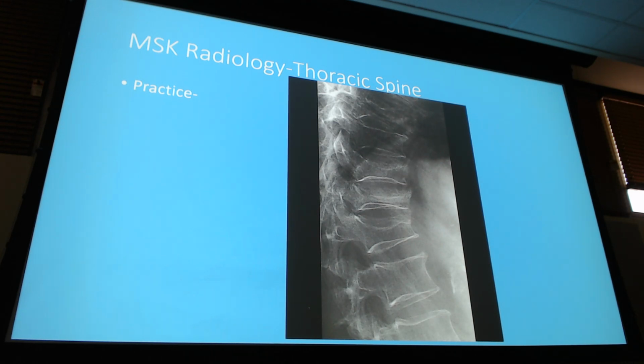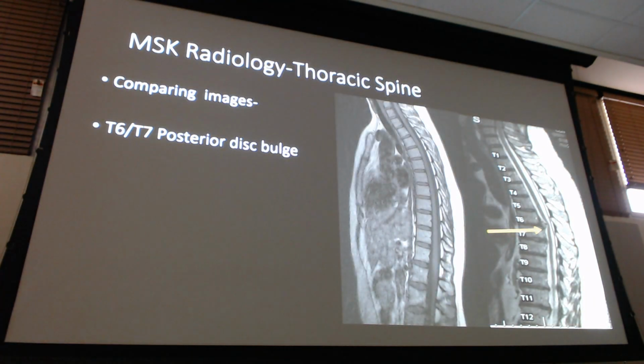But yes, this is multiple compression fractures, not burst fractures, right? They're all still pretty much one piece. They're just a lot smaller than they're supposed to be. Shorter, smaller, yeah. All right, CT or MRI?